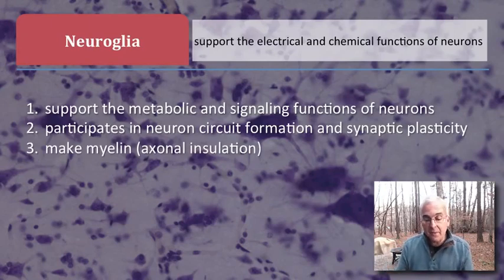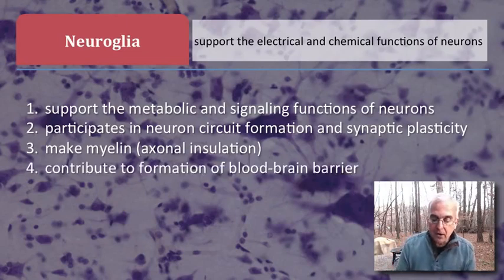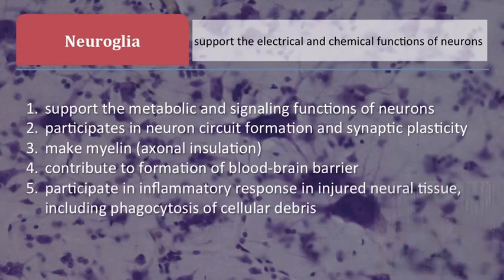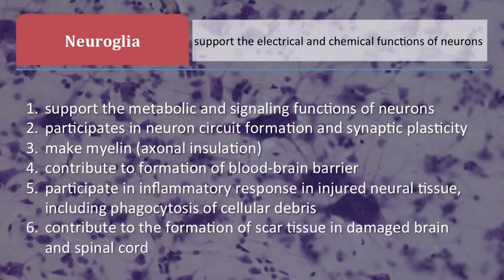Certain types of glia make myelin, which is a form of insulation around axons that aids significantly in the propagation of electrical signals along this component of the neuron. Glia contribute to the formation of the blood-brain barrier. We'll have more to say about that at the end of the tutorial. Glia participate in the inflammatory response in injured neural tissue, and that includes the phagocytosis of cellular debris. Other types of glial cells contribute to the formation of scar tissue in damaged brain and spinal cord, and so this is part of the way that the brain responds to injury.